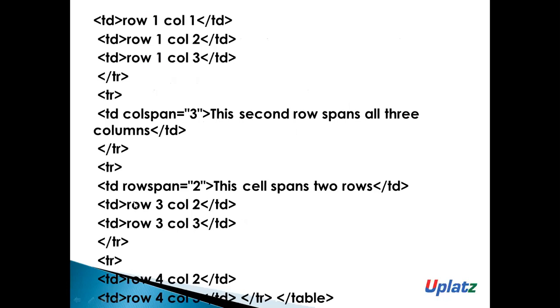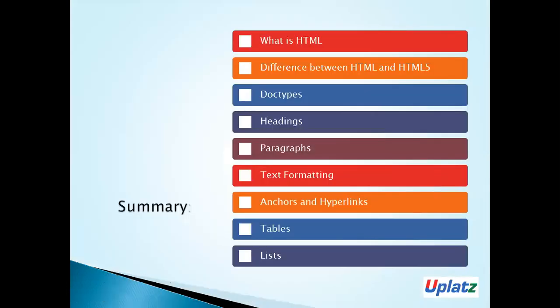So likewise, TD, this is the third row and this is the fourth row. I'm just closing. So this is how you can create your row span and column span with the help of TR and TD tags. So this is the summary of today's session.